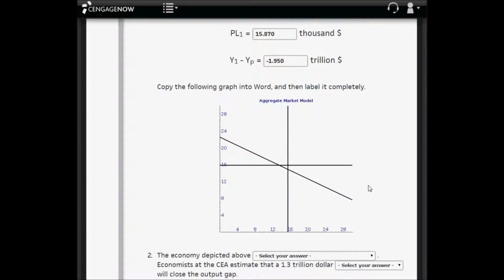So this is the same graph that you saw in Excel. Aggregate demand is here. Perfectly elastic short-run aggregate supply is here. The two intersect to the left of long-run aggregate supply. This is price level, or PL, in thousands of dollars. This is real GDP, Y, in trillions of dollars. The economy is in a recessionary gap.